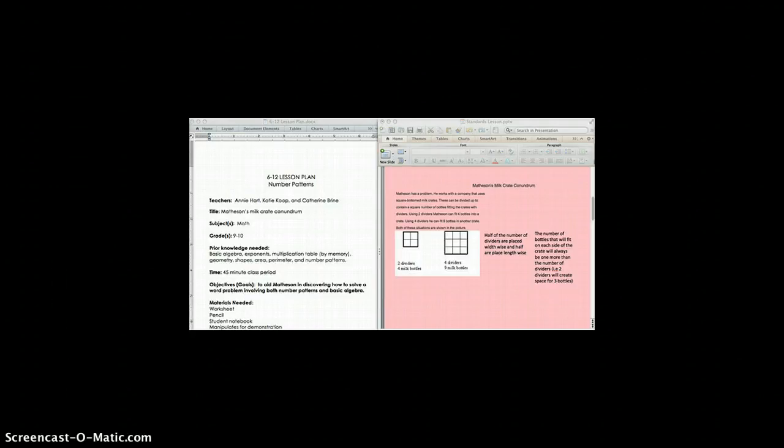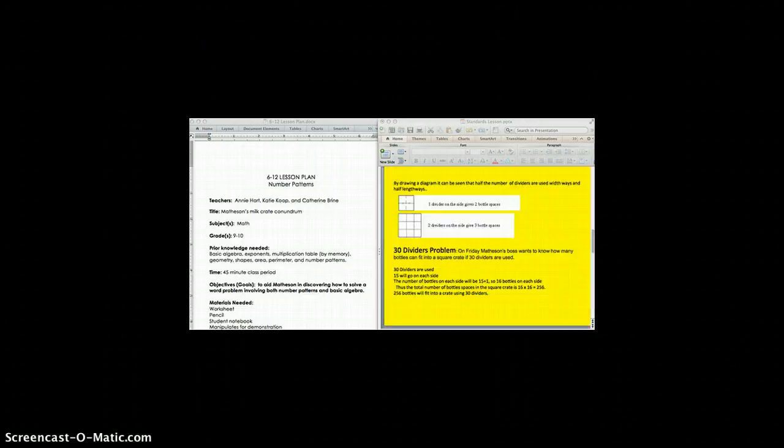We can also see that the number of bottles that will fit on the sides of the crates is 1 more than the number of dividers. For example, 2 dividers will create space for 3 bottles, and 1 divider will make space for 2 bottles. By drawing this diagram, we would reiterate the fact that half of the dividers are used lengthways and half widthways. So for 2 dividers, 1 will be used lengthways, 1 will be used widthways. For 4 dividers, 2 will be used lengthways and 2 widthways.